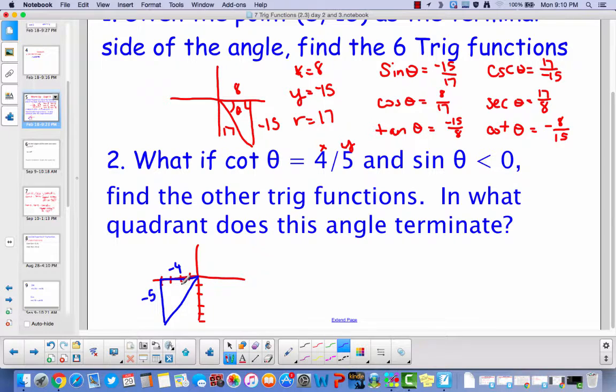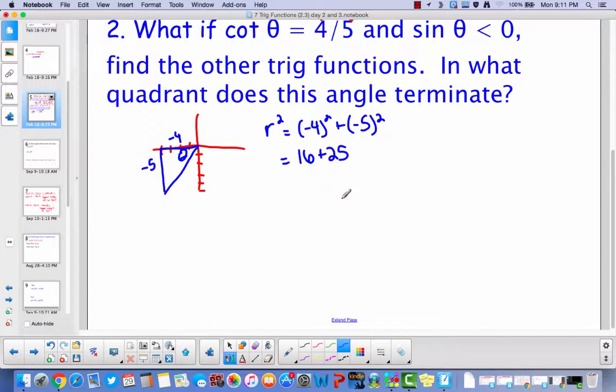And then we have to find our r. Here's our theta. So how do we find r? Well, r squared is negative 4 squared plus negative 5 squared. Make sure we don't kill any kittens here. So 16 plus 25. 16 plus 25 is 41. So r squared is 41. So r is the square root of 41. Again, our radius is always positive because it's measuring a distance. So for this particular case, it's the positive value of the square root.